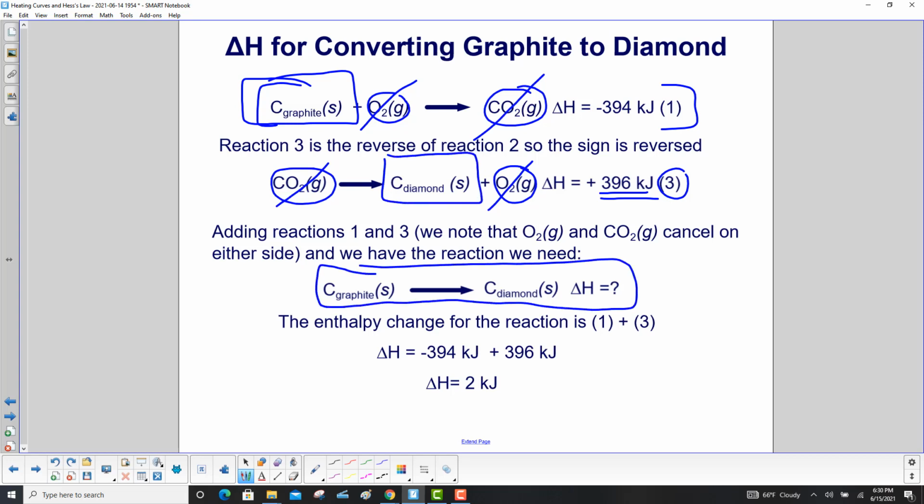The enthalpy change is now we add those two numbers. Here's for equation 1, and here's for equation 3, which is equation 2 with the sign changed, right? We reversed it from negative to positive. So we have negative 394 plus 396, and we get a change in enthalpy of 2 kilojoules.